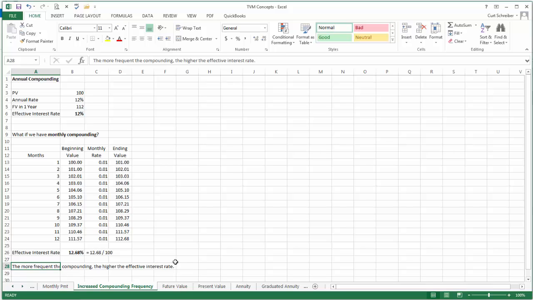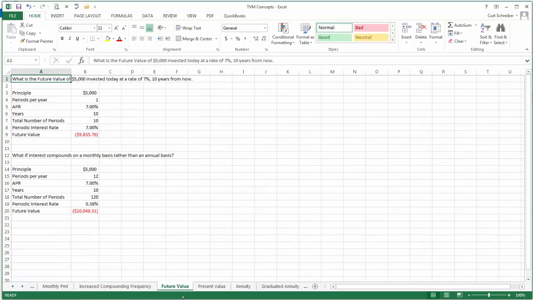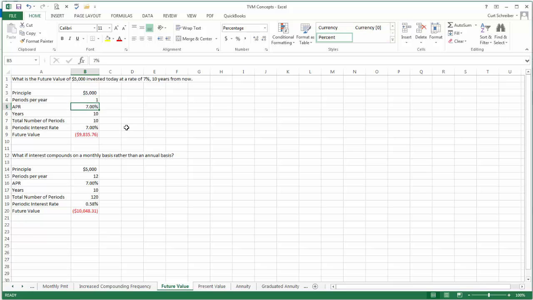The next concept that we're going to tackle is the calculation of a future value. Let's do a simple example here. Let's say that we want to invest $5,000 today at a rate of 7%. How much will we have 10 years from now? Well, we have $5,000, and in this case we'll just use annual compounding, so 1 period per year. Our annual percentage rate is going to be 7%, or 0.07. Total number of years is going to be 10 years.